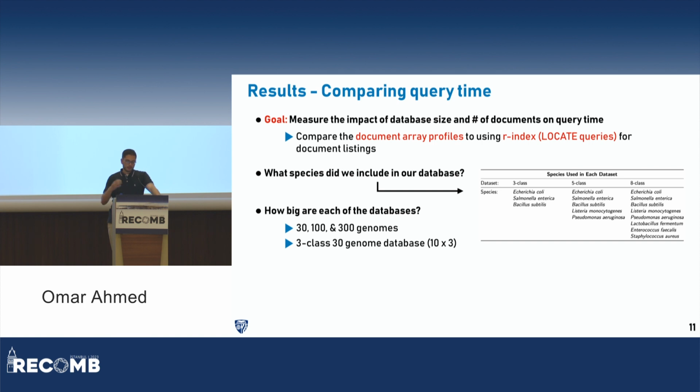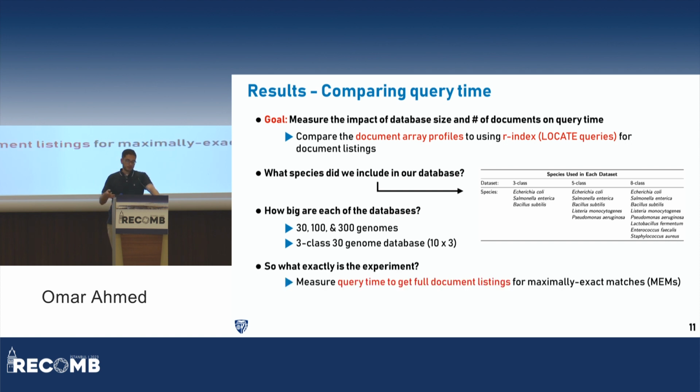We had a 3-class, a 5-class, and an 8-class scenario. I don't know if it's readable, but we're having different numbers of bacterial species included in each. Then we vary the size of the database. We had a 30 genome, 100 genome, and a 300 genome scenario. An example would be a 3-class, 30 genome database, so we had 10 genomes from each of the 3 classes.